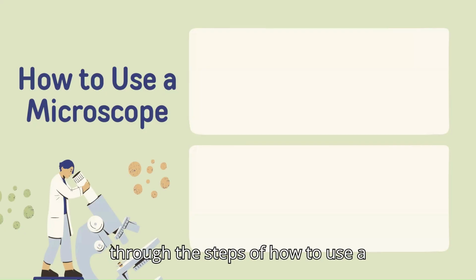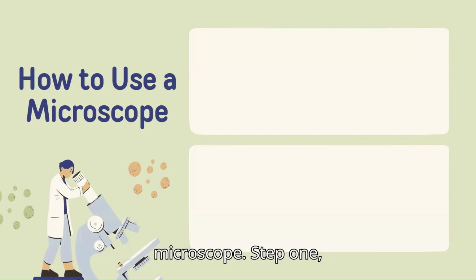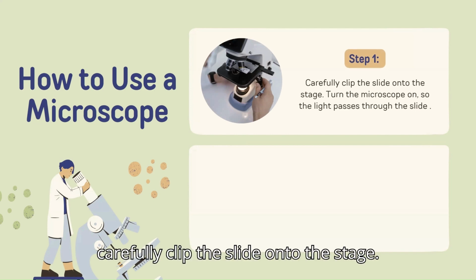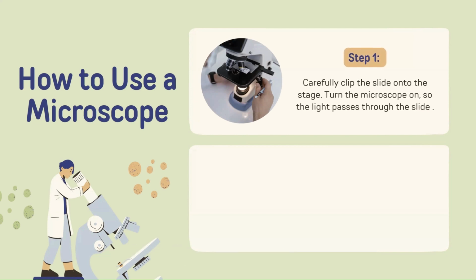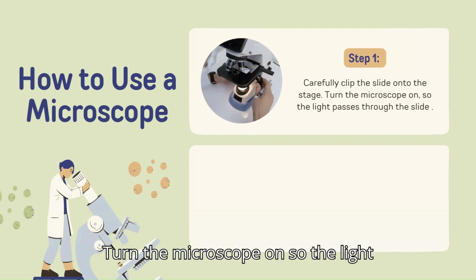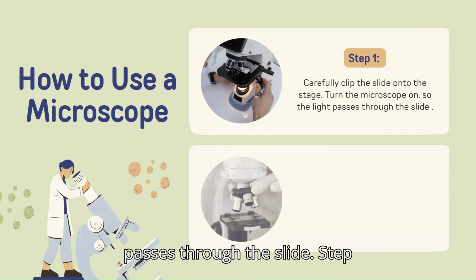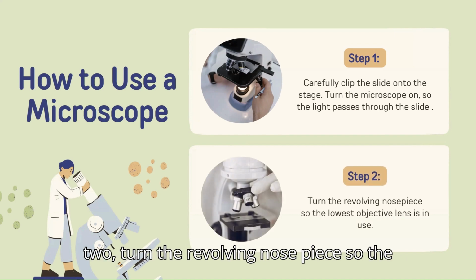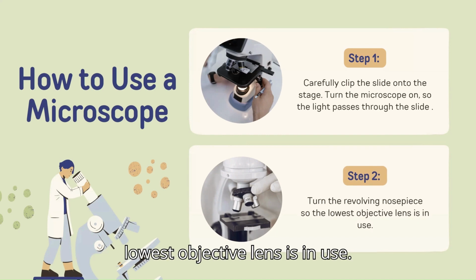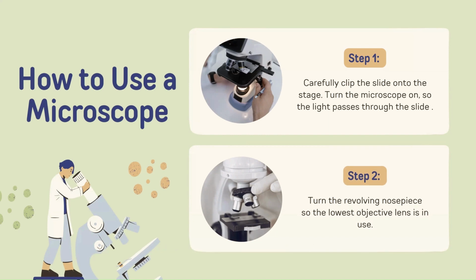Go through the steps of how to use a microscope. Step 1. Carefully clip the slide onto the stage. Turn the microscope on so the light passes through the slide. Step 2. Turn the revolving nosepiece so the lowest objective lens is in use.